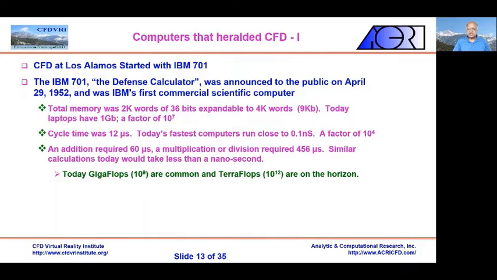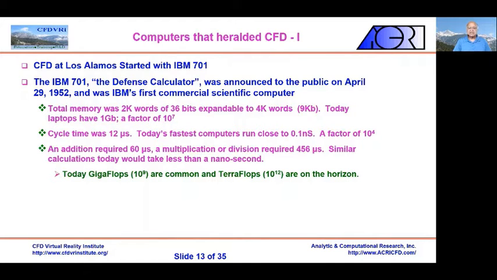Today's laptops would easily have 1 gigabyte of memory, which is a factor of 10 to the 7 from those days. Cycle time was an amazing 12 microseconds. Well, today's fastest computers talk of nanoseconds, and the fastest ones run at about 0.19 nanoseconds. So that's a factor of 10 to the 4 or more.